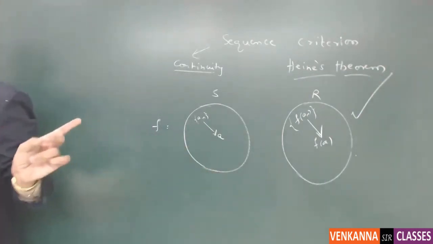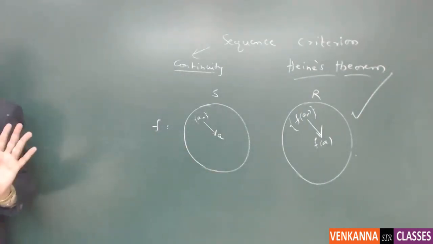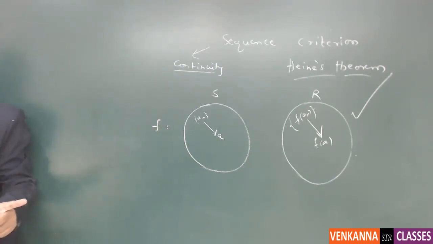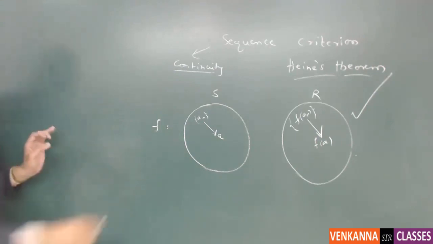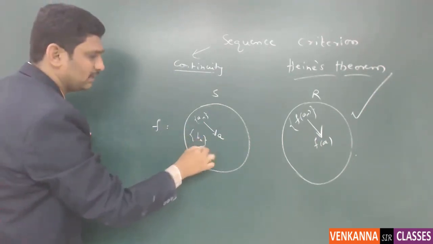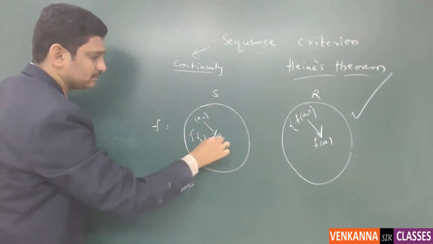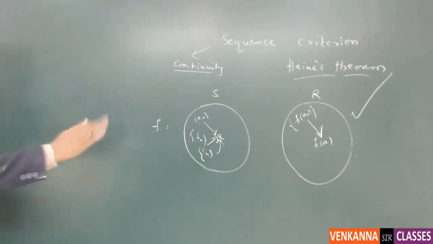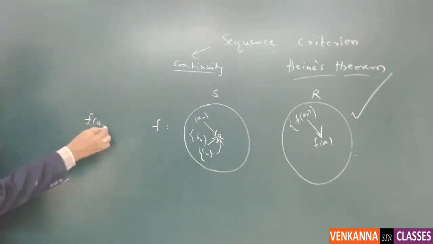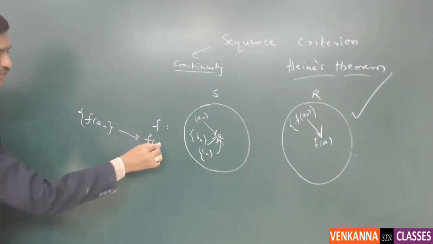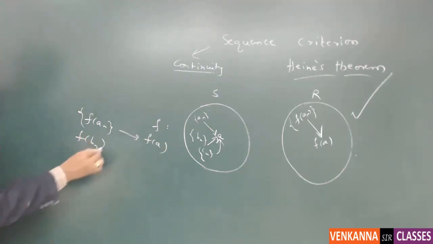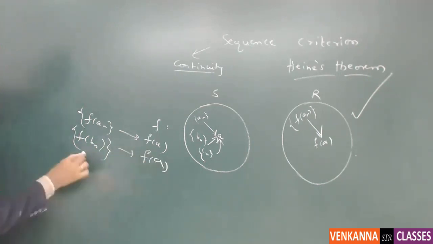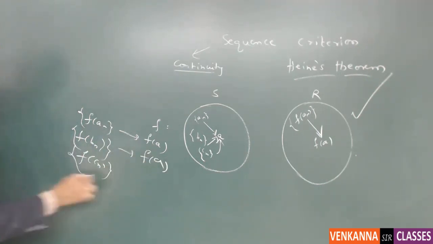That was the actual thinking of the sequence criterion, or Heine's theorem. It must be true for every sequence. So I have taken three sequences, an, bn and cn, all converging to A. Then the corresponding image sequences f of an must converge to f of A, f of bn must converge to f of A, and f of cn must converge to f of A.